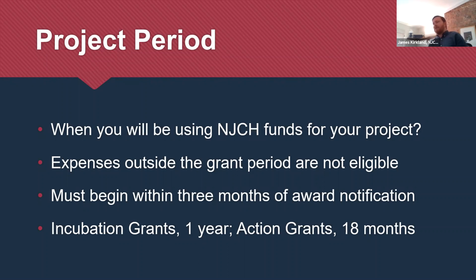So that gives you a sense for when you can be using the funds for this project. Something to think about is what can you accomplish during this time period, and what resources do you need during this time period to accomplish your goals? That will really determine the project period. You don't necessarily need to have a 1-year incubation grant or 18-month action grant. Maybe you say, okay, this is what we can accomplish in the next 6 months. Maybe we feel like we can realistically accomplish the goals of our incubation grant in 6 months.